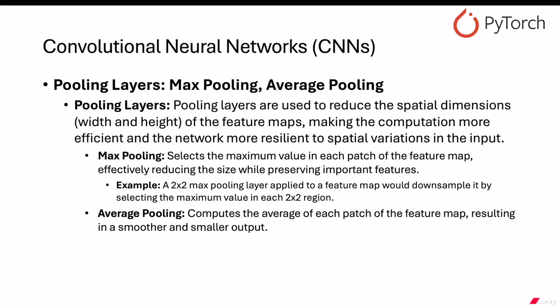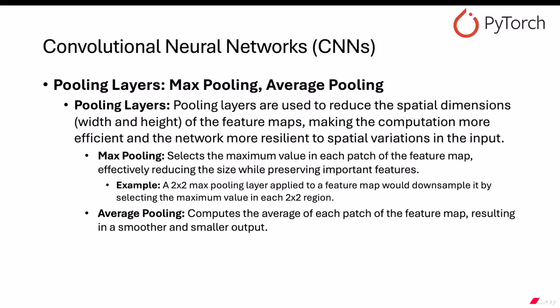Pooling layers. Max pooling, average pooling. Pooling layers are used to reduce the spatial dimensions, which are width and height, of the feature maps, making the computation more efficient and the network more resilient to spatial variations in the input. Max pooling selects the maximum value in each patch of the feature map, effectively reducing the size while preserving important features. Example: a 2 by 2 max pooling layer applied to a feature map would downsample it by selecting the maximum value in each 2 by 2 region.